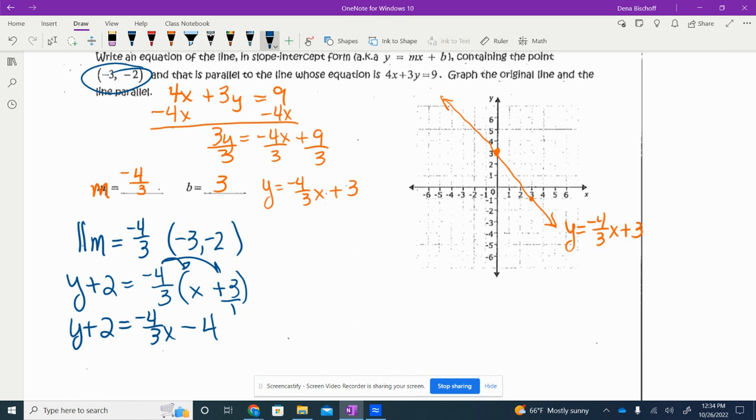Last step. Good job. Subtract the 2. So my equation is y equals negative 4/3 x minus 6. So that means I'm going to begin at negative 6. And since I can't go down and to the right, I should go up and to the left. Up 1, 2, 3, 4 to the left. 1, 2, 3.